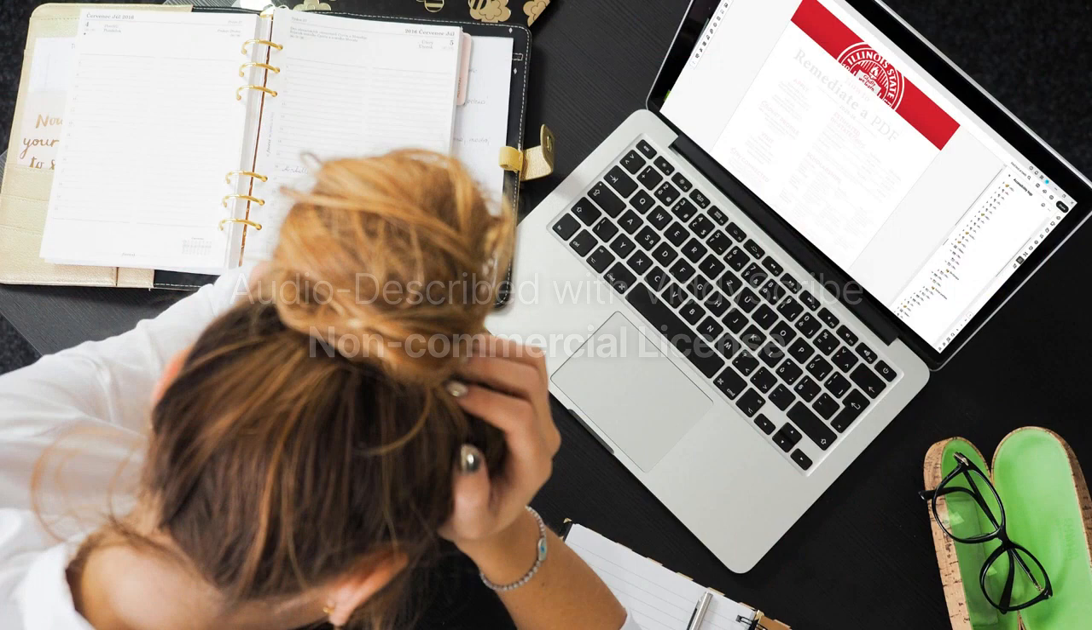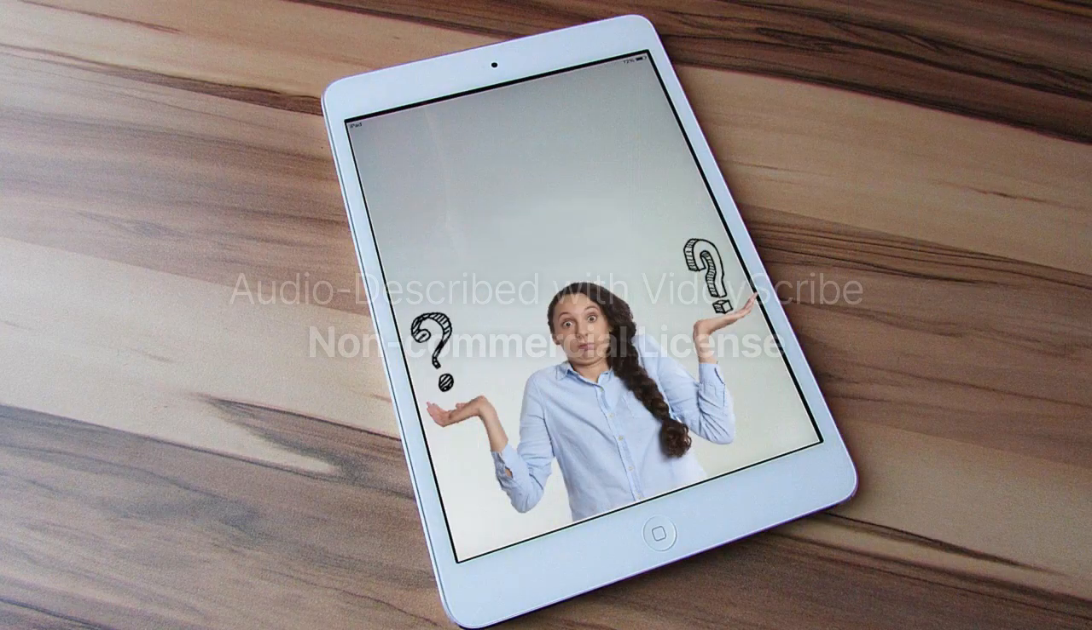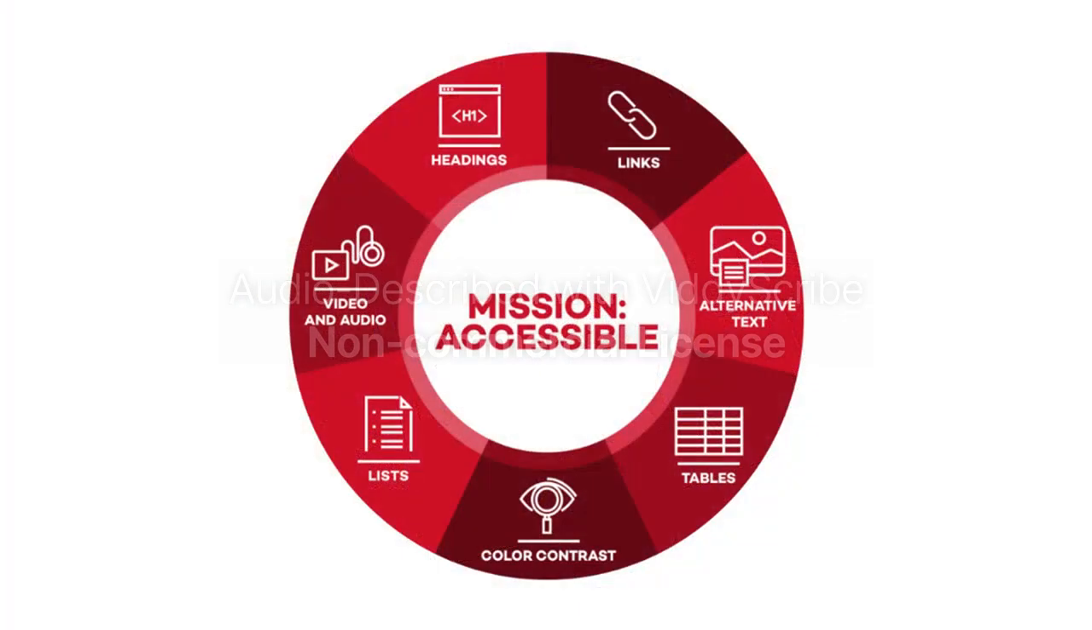Remediation is time-consuming. A man wearing glasses holds his head in his hands, looking stressed at a laptop. It is crucial that systemic changes be made on the campus to eliminate making the same mistakes over and over again. A tablet shows a woman shrugging with question marks around her head. What can you do to make your digital materials more accessible? Join us in our Mission Accessible efforts.